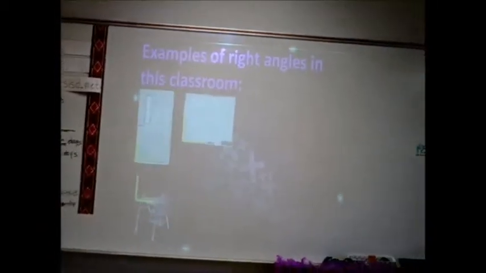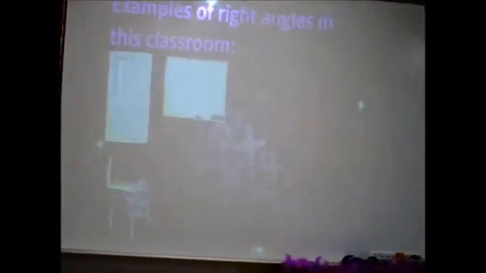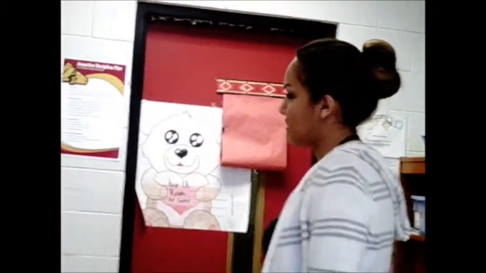Okay students, now I'm going to show you some examples that I found in this classroom that have right angles. As you can see, the door has right angles. Can somebody tell me how many right angles a door normally has? 4. 4, and where are they located? In each corner. Correct. Also, on your paper, you also have 4 right angles.